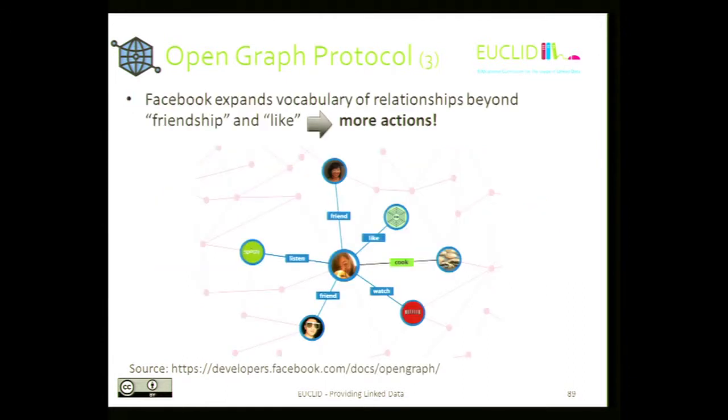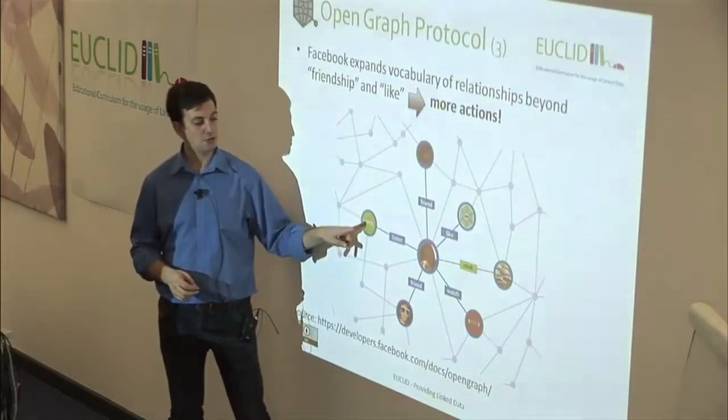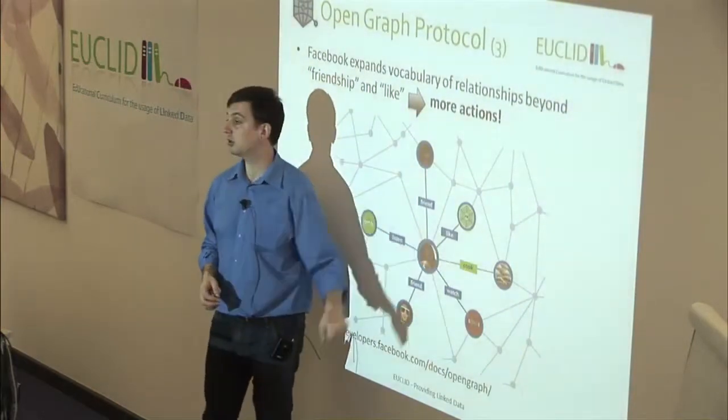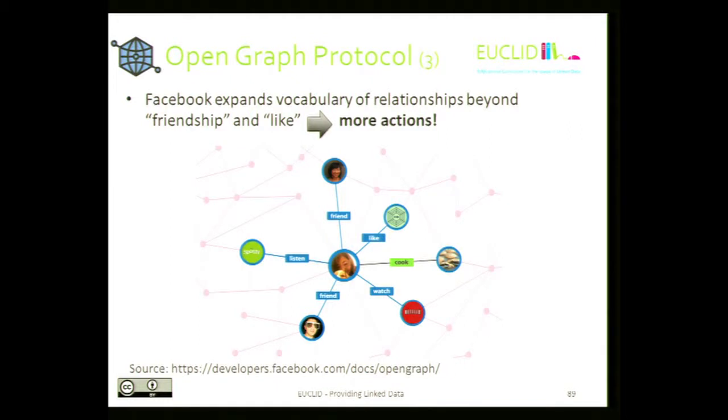So it forms a graph like this. I'm a friend of this person, I'm a friend of this person, I've listened to this track on Spotify, I've cooked this recipe on Epicurious, and I've watched this thing on Netflix. Okay? All graph-oriented information, all available, subject to access rights in RDF, and very useful for some purposes.